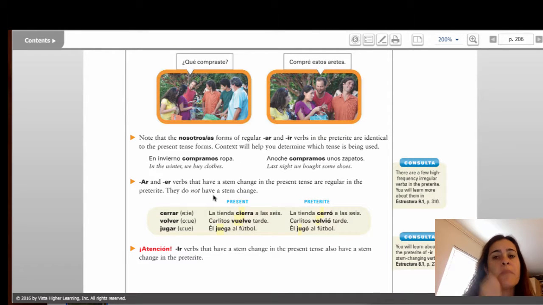Stem change. If you remember, the present tense had some changing verbs in the AR, ER, IR forms. The good news about the preterite is that they are not stem changing verbs in the AR or ER forms, but they are in the IR forms. So those are things you need to keep in mind when you are going to conjugate the verbs.